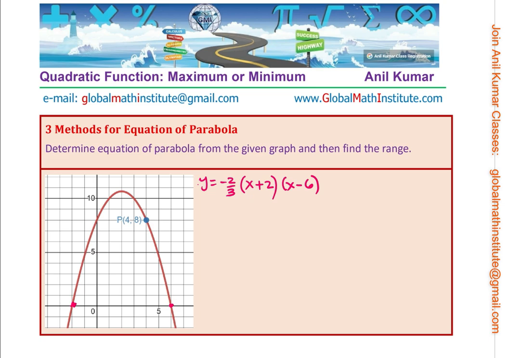Now, how do we find the vertex? The first step is to find the axis of symmetry. The axis of symmetry x is the average value of the intercepts. In this case, r is minus 2 and s is 6, so we take the average, which is 4 over 2, which is 2. So the axis is at x equals 2. Let me draw this line.